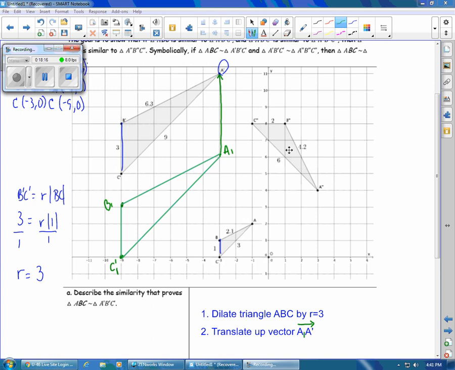Okay, so I again need to figure out my scale factor. I'm going to again use BC and B double prime, C double prime. B double prime, C double prime equals the scale factor times the length of BC. So plug in what I know. B double prime, C double prime is 2. I don't know the scale factor. BC is 3. I'm going to divide by 3, divide by 3. So my scale factor to go from this triangle to this triangle is 2/3.